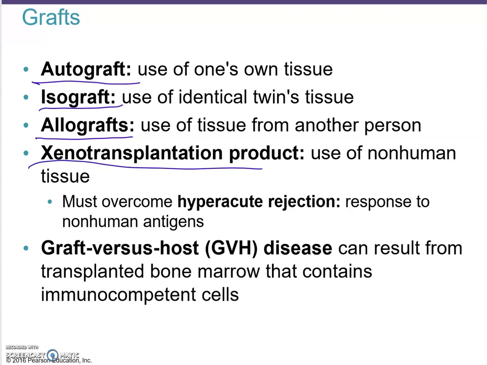Xenotransplantation, that will be non-human tissue. So sometimes pig heart valves have been used in the past for humans. So sometimes you can use another animal and transplant some tissues that you need. But you most likely have to use a privileged site to overcome hyperacute rejection, which is a response to non-human antigens.